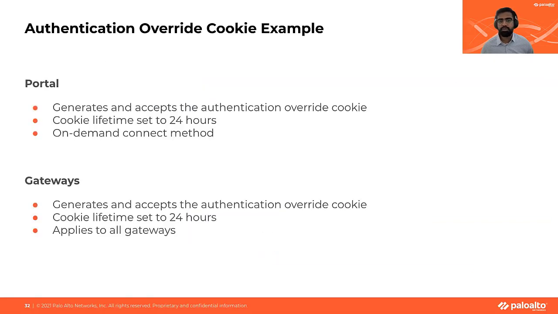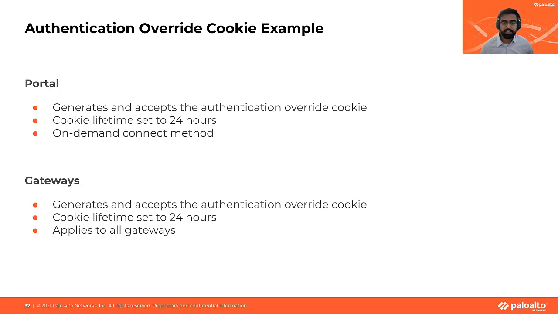So now let's go through an example of the authentication override cookie. In this example, let's explore how the authentication override cookie works. So we know that GlobalProtect supports both on-demand and always-on connectivity. And for the sake of simplicity, let's assume that in this example, it's a case of on-demand connectivity, which means that the end user, being a partner or a contractor, has to initiate the GlobalProtect connection manually.